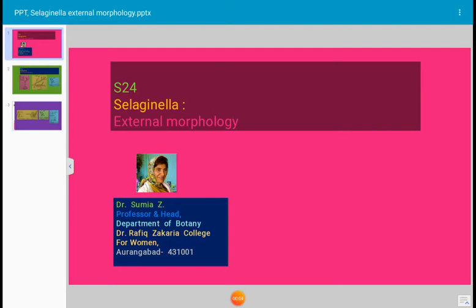Today's topic for discussion is external morphology of Selaginella sporophyte. Selaginella is a pteridophytic plant. Let us see the external features of Selaginella plant.